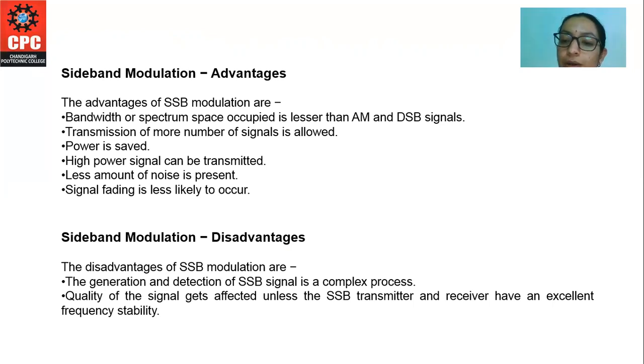In long-range, high-frequency communication, the SSB technique is suitable, and the communication has better results. Power required in this system is relatively low, thus increasing the efficiency of the system. The bandwidth or spectrum space occupied is less than the AM and DSB signals. Transmission of more signals is allowed. Power is saved. High power signals can be transmitted easily. Less noise will be present, and fading is less likely to occur.